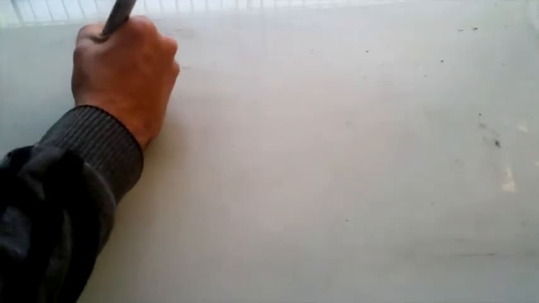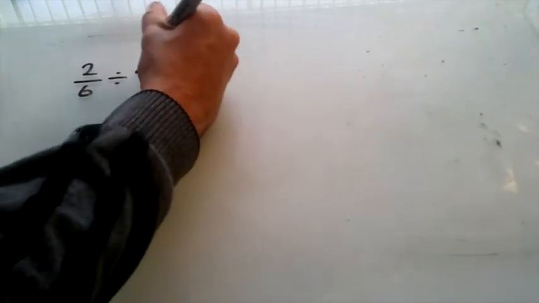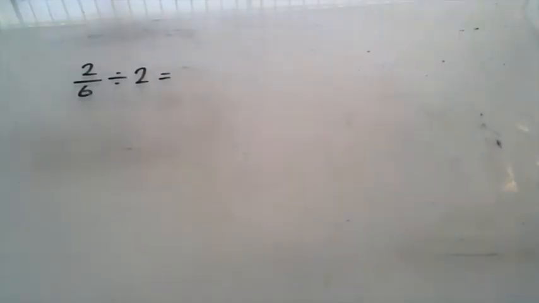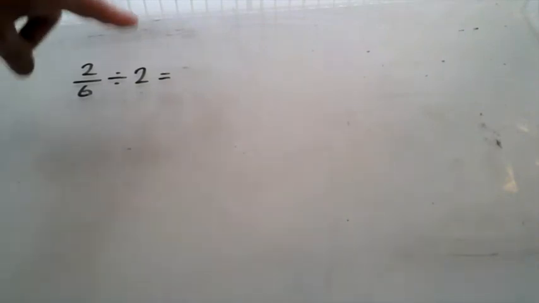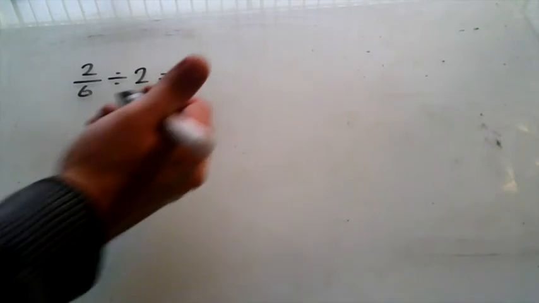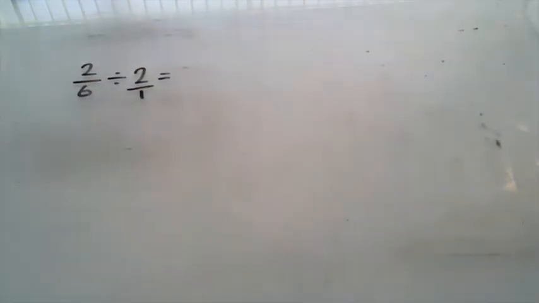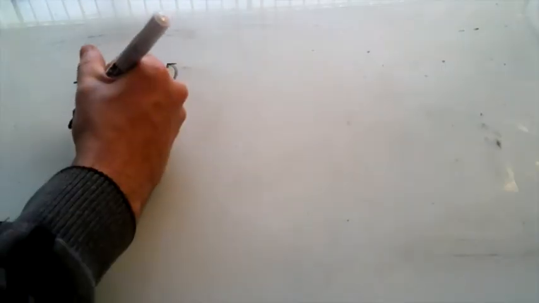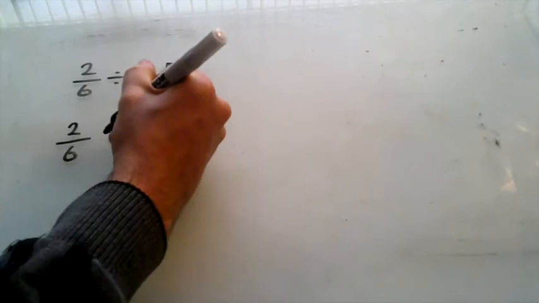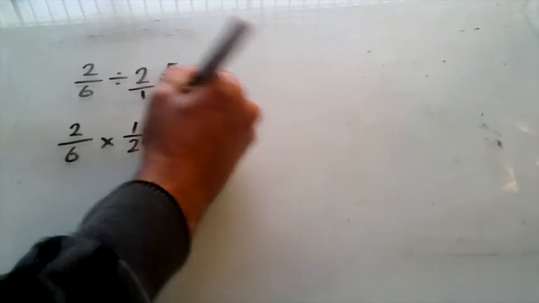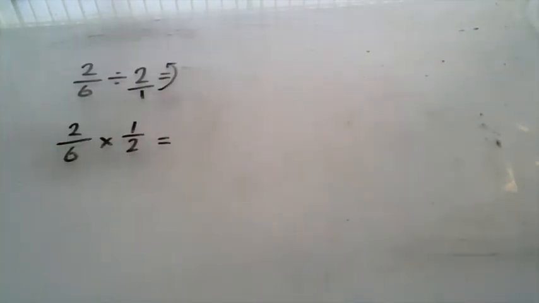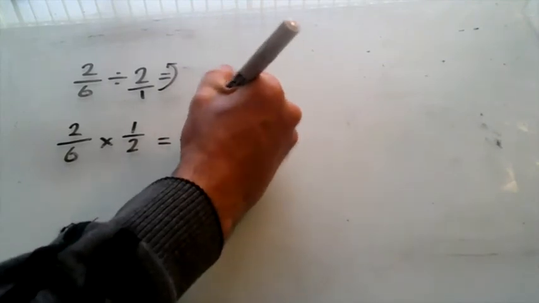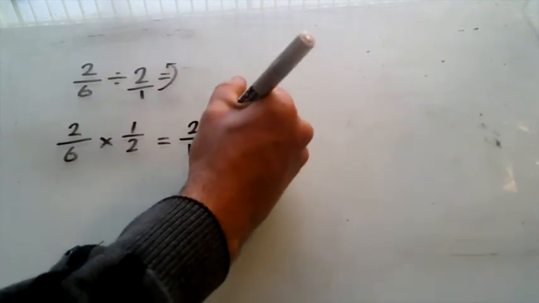We've got 2/6 divided by 2. So we've got 2/6 of a chocolate bar split between 2 people. So we put our invisible 1 underneath it as our denominator. You are then going to flip that fraction, so you're doing 2/6 times 1/2, which will give us 2 times 1 is 2, 6 times 2 is 12.